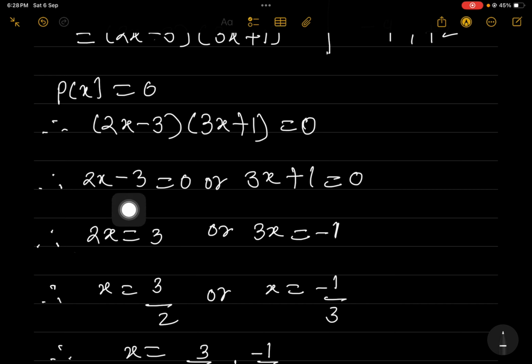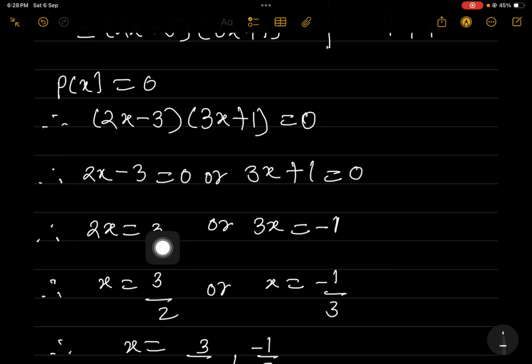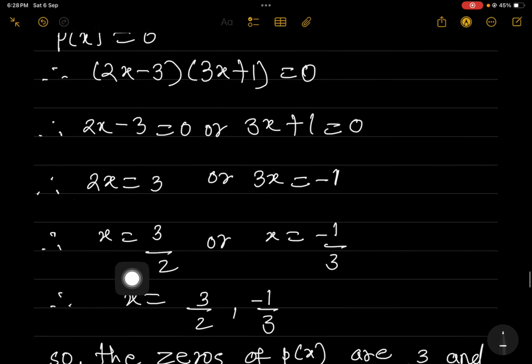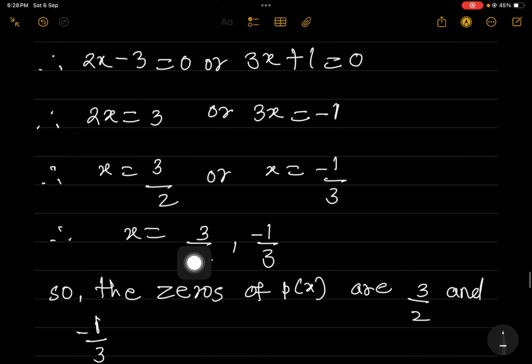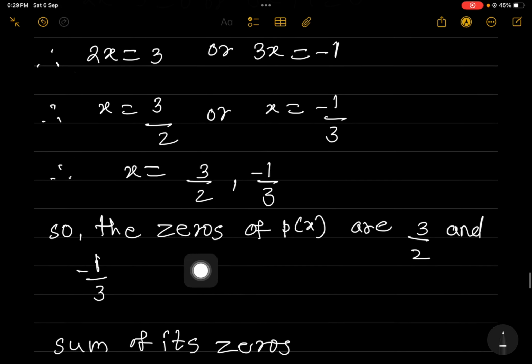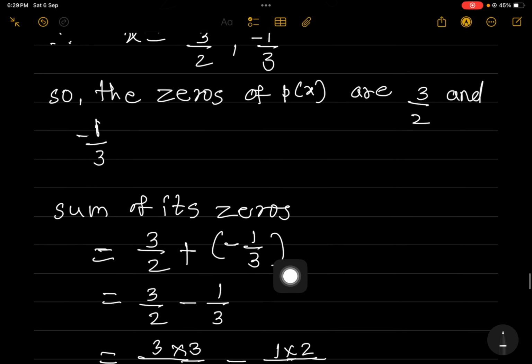So 2x, this minus 3 coming this side, opposite side it transferred, so minus become plus, 2x equal to 3. 3x equal to, here plus 1 is there, it becomes minus 1. x equal to 3 upon 2 or x equal to minus 1 upon 3. So the zeros of the P of x are 3 upon 2 and minus 1 upon 3.